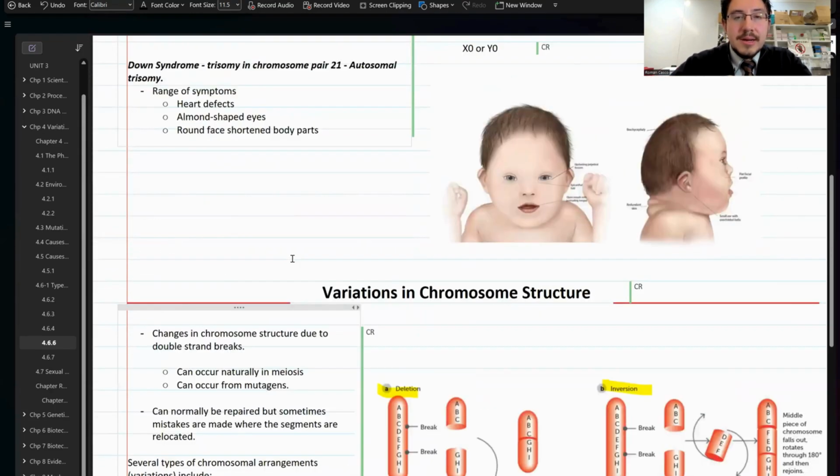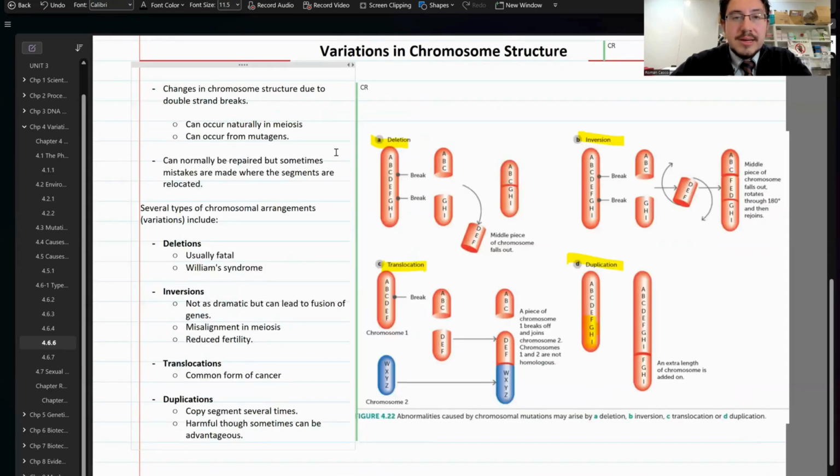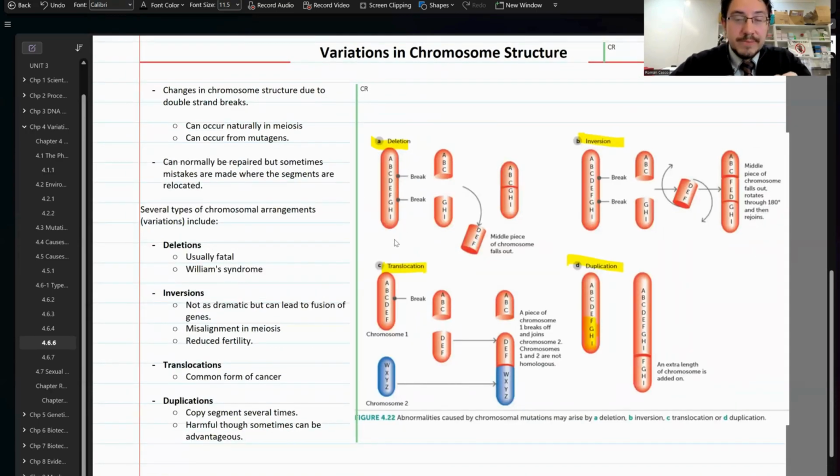And lastly, I want to talk about variations in chromosome structure. We talked about mutations at the chromosome level, and there are additional things that can occur in terms of the chromosome structure itself. This is different from crossing over. These are situations that could happen, breaks, when you have double-strand breaks. Changes in chromosome structure due to double-stranded breaks occur during meiosis and are promoted by mutagens.